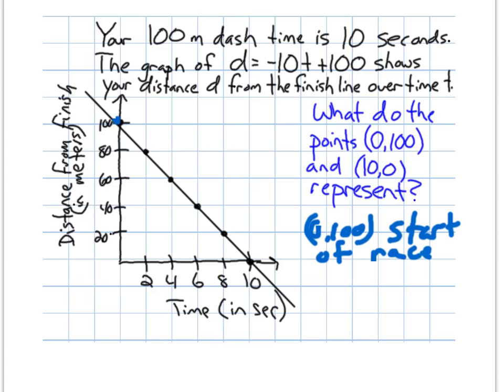Well, then the point 10, 0. What does that represent? Well, our time is 10 seconds now, and our distance from the finish is 0. So that represents the end of the race. Okay, because we are 0 meters from the finish line, that means the race is finished. It's over at that point. Alright, and that's just kind of how you can read these graphs using intercepts and make them go with real-world examples.